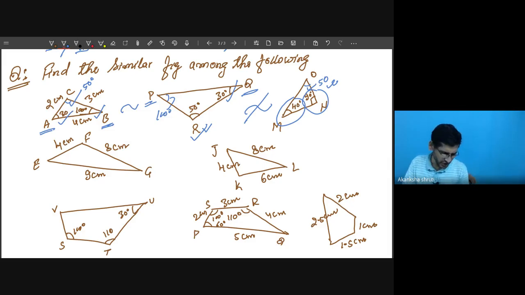Students, for the ratios, you just observe carefully. Here we are getting 2 multiplied by 2, we are getting 4.